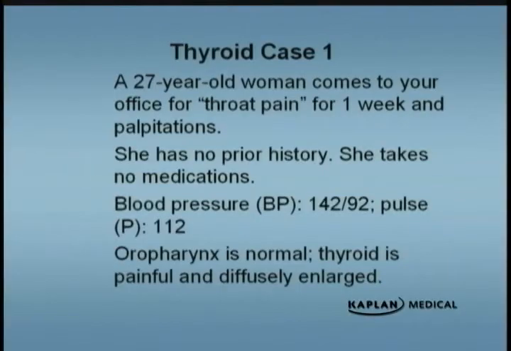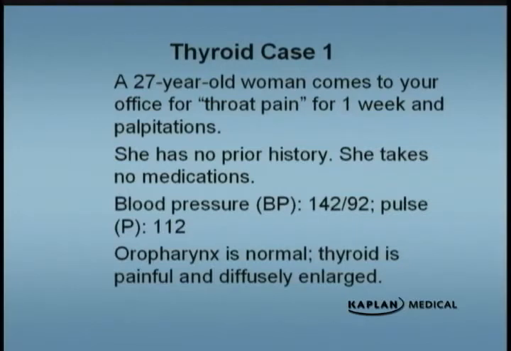Having said all these things about the thyroid, I want to go over a couple of cases with you to make sure that everybody understands what we've talked about. So thyroid case number 1: a 27-year-old woman comes to your office for throat pain for 1 week and palpitations. She has no prior history.